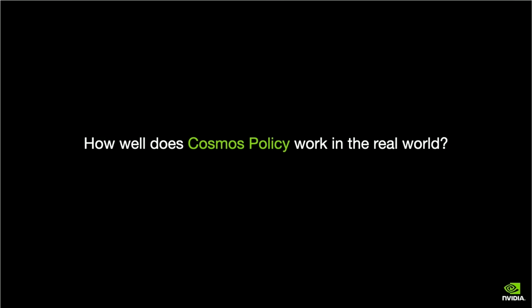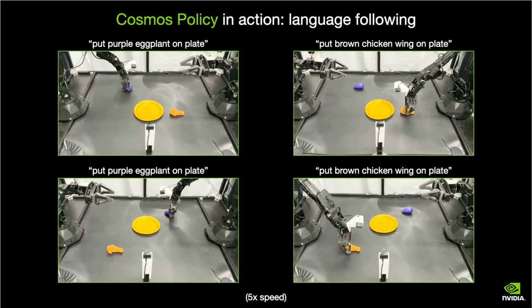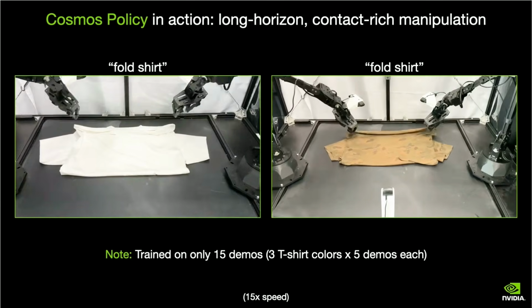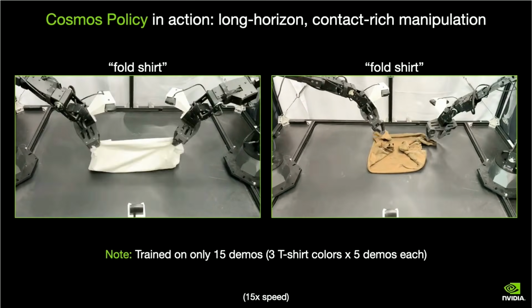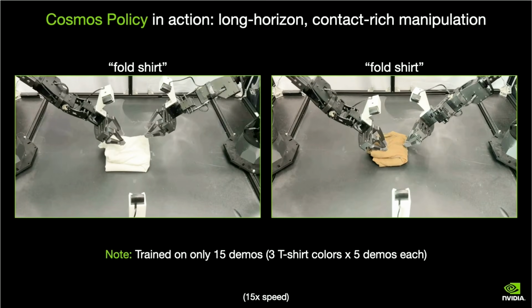Now, how well does Cosmos policy work in the real world? Let's see it in action. Here we see that Cosmos policy can perform language-conditioned pick and place following the user's prompt. Here, Cosmos policy performs a long-horizon, contact-rich manipulation task, folding a t-shirt with many steps with only 15 training demonstrations.